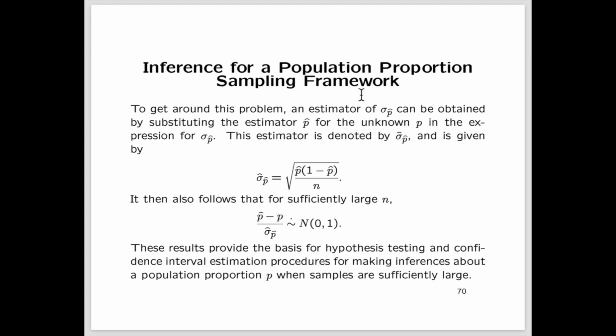So to get around this problem, an estimator of sigma sub p hat can be obtained by substituting the estimator p hat for the unknown p in the expression for the standard error of p hat. And so if we do that, then we get the estimated standard error of p hat being the square root of p hat times 1 minus p hat over n. And from that, it also follows that for sufficiently large sample sizes, that quantity as well will be approximately standard normal. And this provides the basis for hypothesis testing and confidence interval estimation procedures for making inferences about a population proportion p when the samples are sufficiently large. So the procedures that we're going to be looking at are called large sample procedures, all right, because they are based on this approximation to the sampling distribution of the standardized version of p hat.